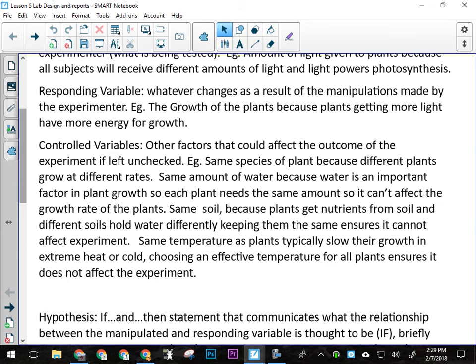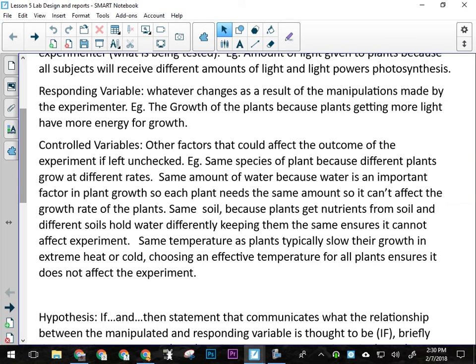And then our controlled variables, like we said, are other factors that could affect the outcome of the experiment if they were left unchecked. So I can't compare a pine tree, a carrot, and a pumpkin plant because they all grow differently. It wouldn't be a fair experiment to have all different species of plants. I need to make sure all my plants are of the same species. If at all possible, they're genetically identical. With plants, that's actually possible. If you take cuttings of a plant, you can get all of them to grow and they would all be genetically identical because they came from the same plant. That would be the best way to run that experiment.